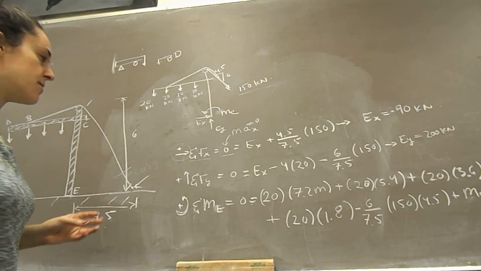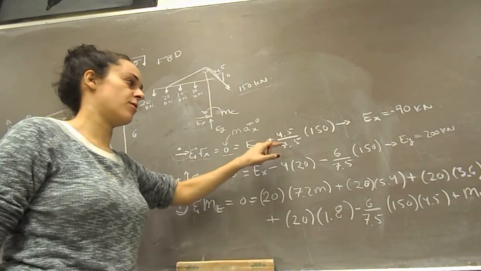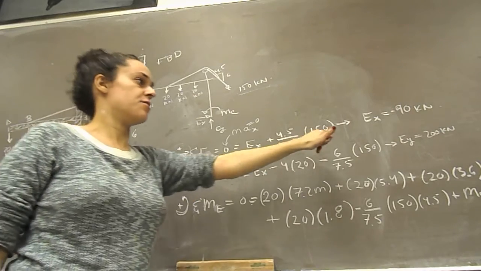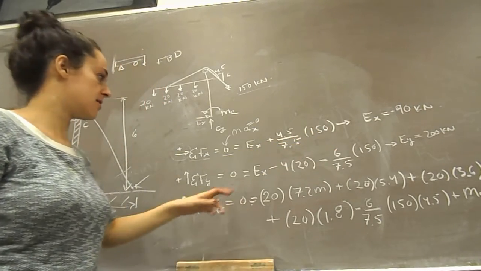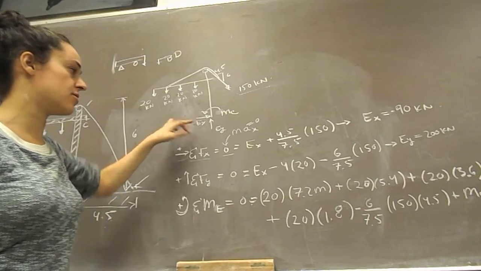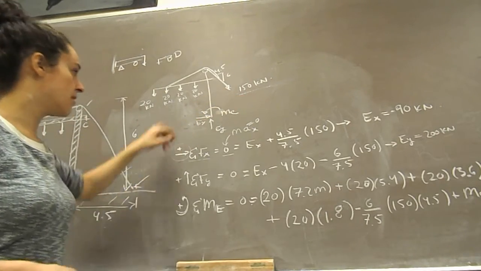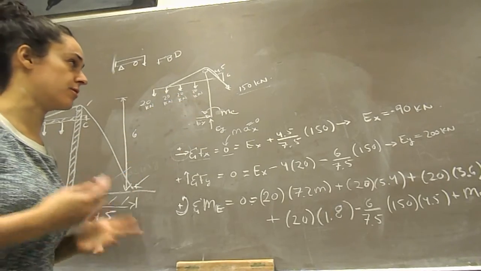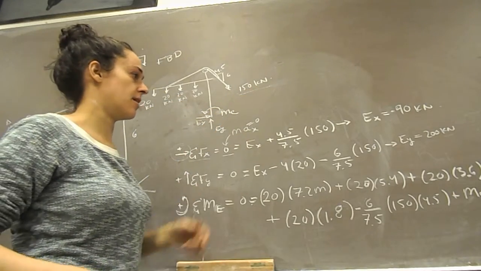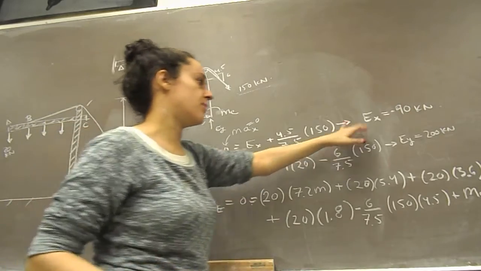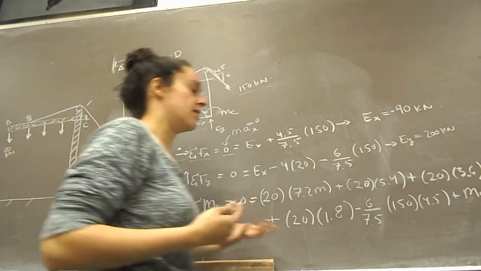So if we break this up into its components, we take 4.5 over 7.5 times 150, and that gives us the only force that this is going to try to counterbalance, the x component of this. These are all in the vertical, this is in the vertical, so the only thing it's trying to counterbalance is this guy. And that's exactly what we get. So Ex is negative 90 kilonewtons.